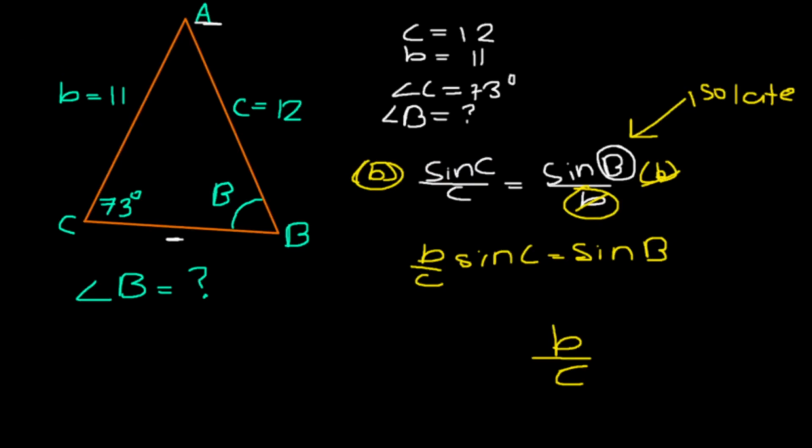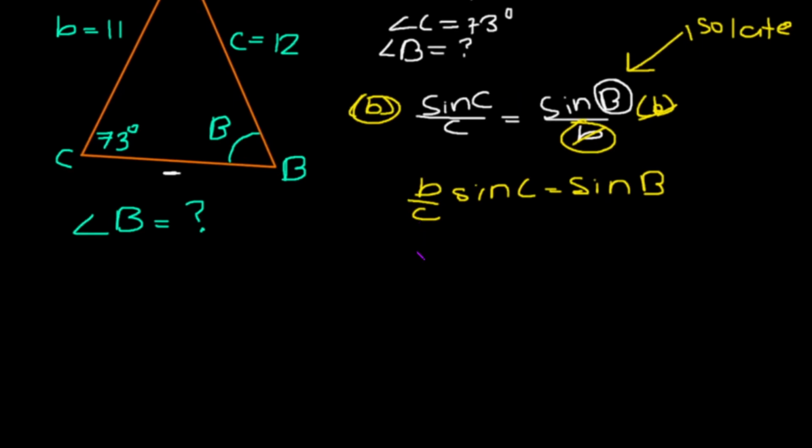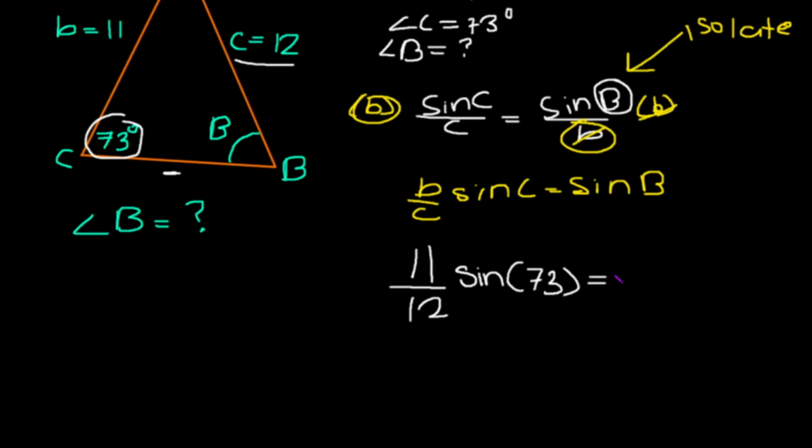So now what we could do here is substitute everything that we know. The lowercase b right here, we check, it is 11, so we have 11. Sorry, my drawing's terrible today. 11, and we have that over c, the side c, which is 12, as you can see right here, 12. And that is going to be multiplied by the sine of C. The angle C is 73, so let's draw that right here, 73. And that is going to equal the sine of B. All right.